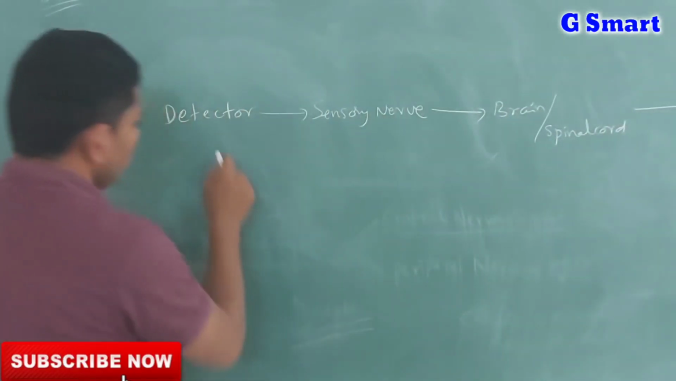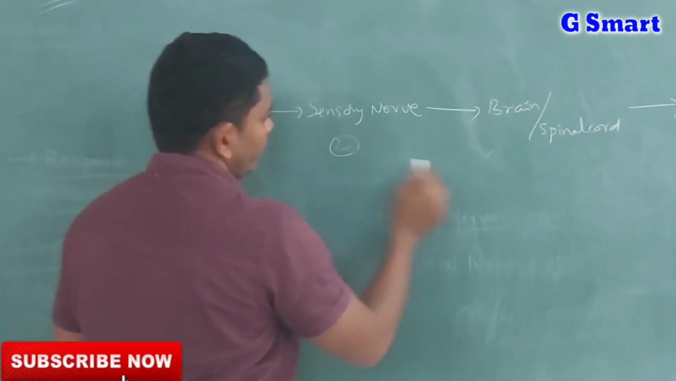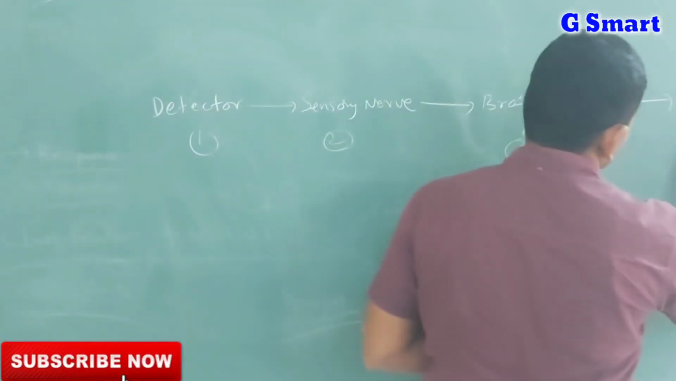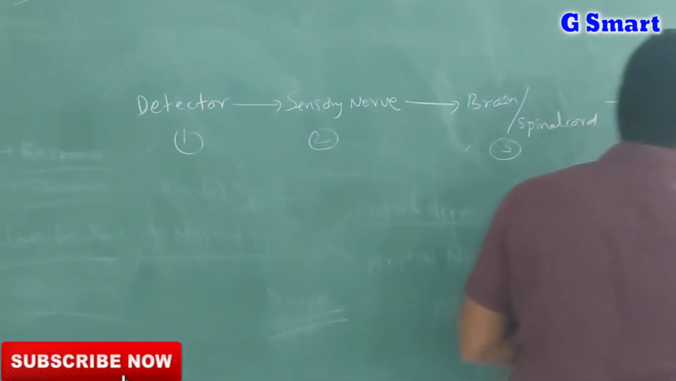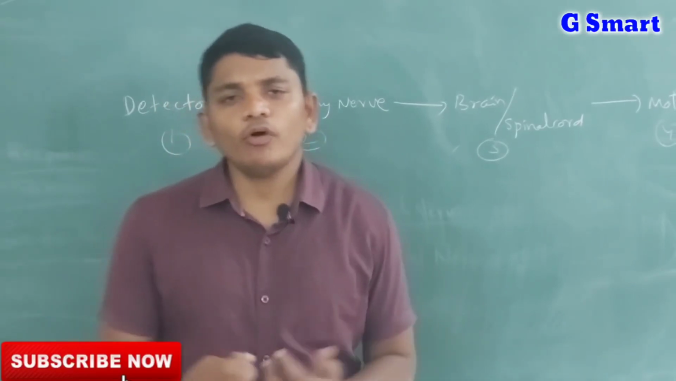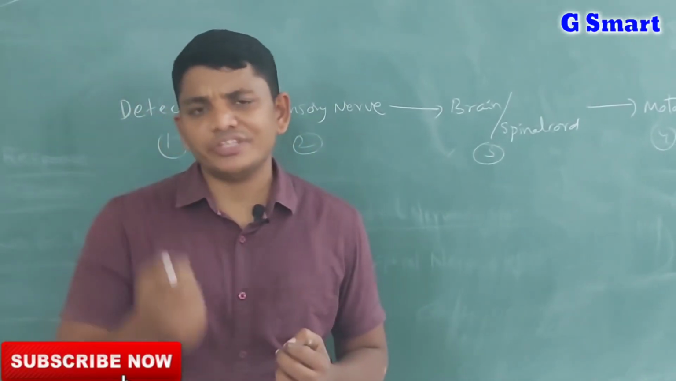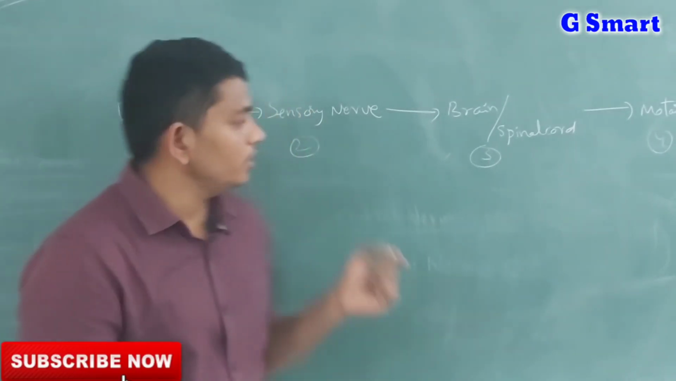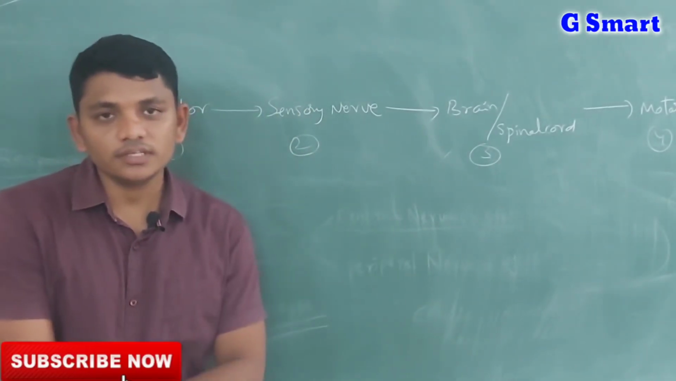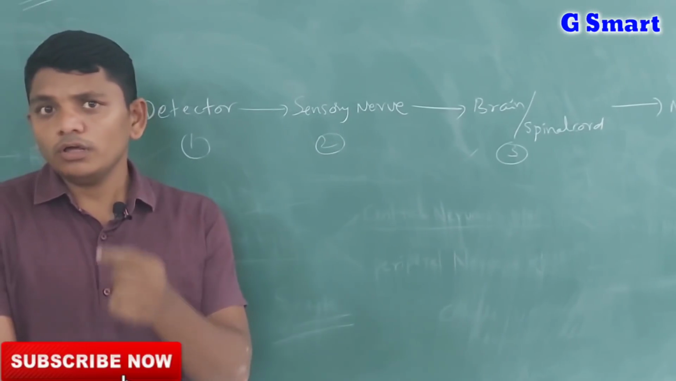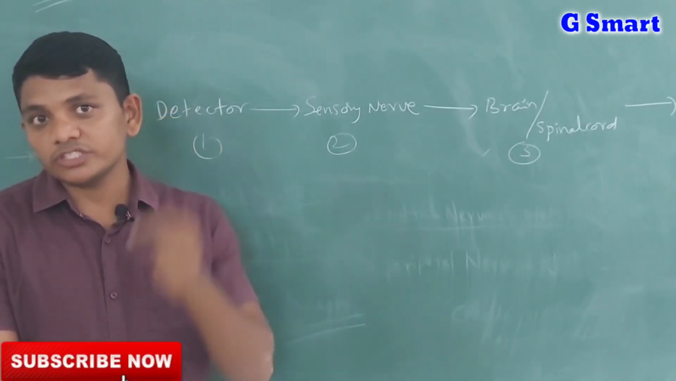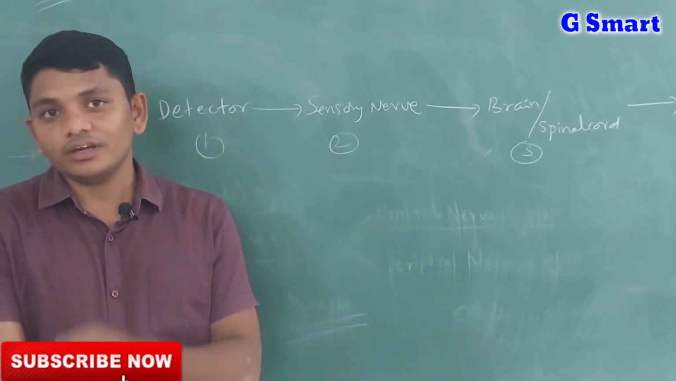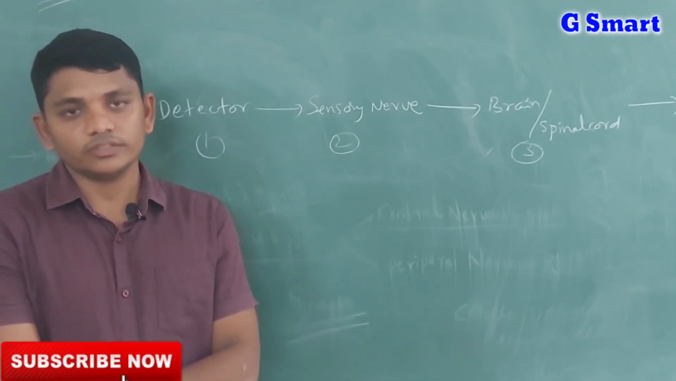So here we can see five important parts. In our body, each and every cell which appears outside works as a detector. With each cell, our nervous system is connected with nerves, with nerve cells.